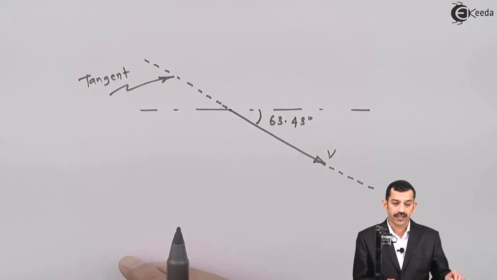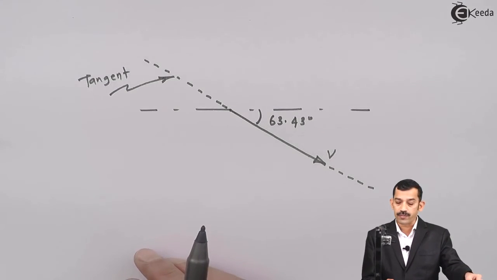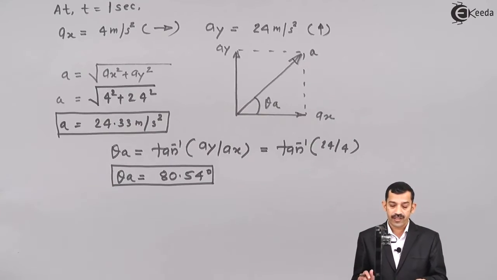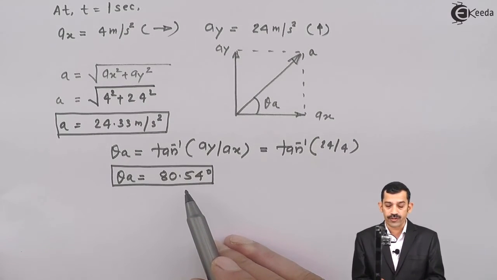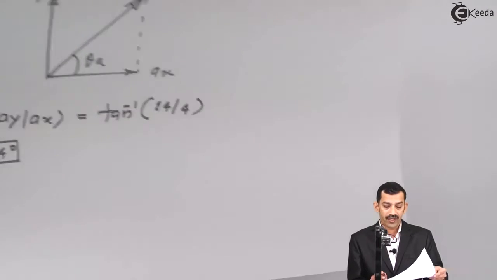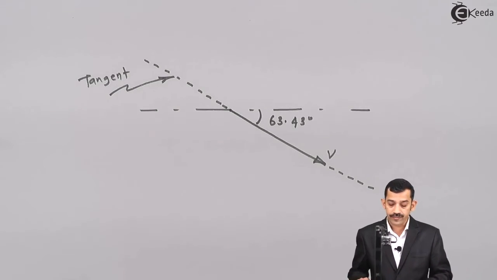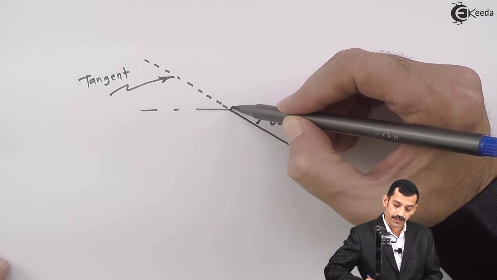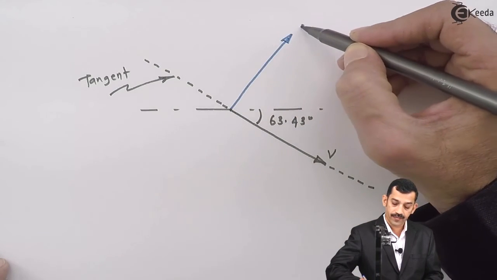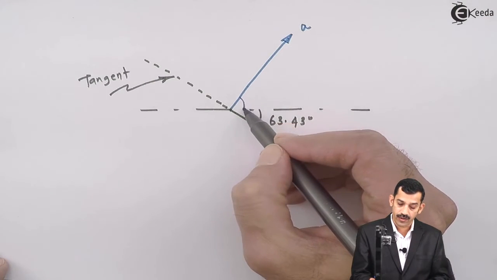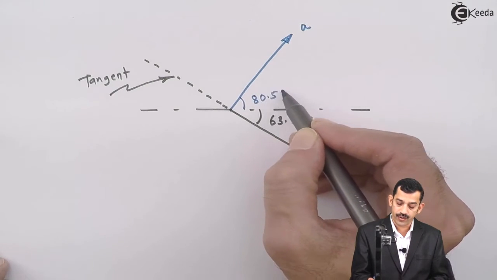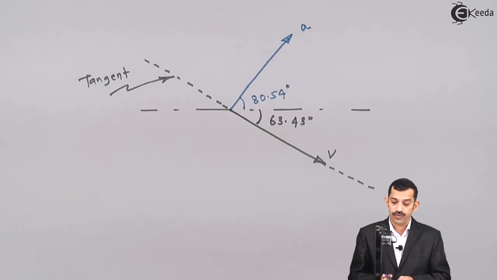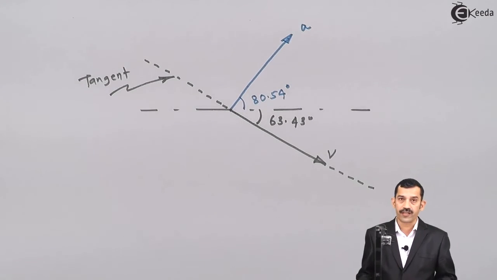Next, the resultant acceleration that we have calculated will also be represented passing through the same point, where the inclination of acceleration is 80.54 with horizontal. That means nearly you can say vertical. I will add this acceleration A here, where this angle is 80.54 degrees. Now as you are getting here 80.54 and 63.43, these are the inclinations.